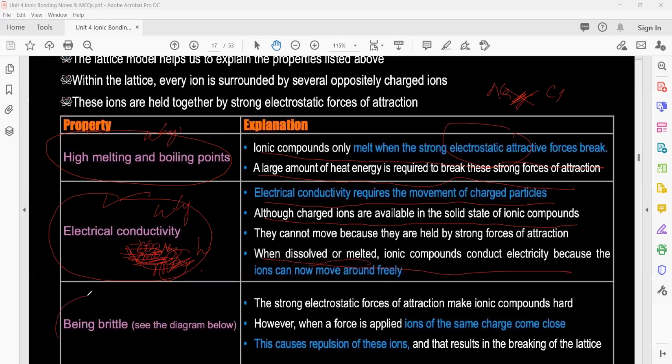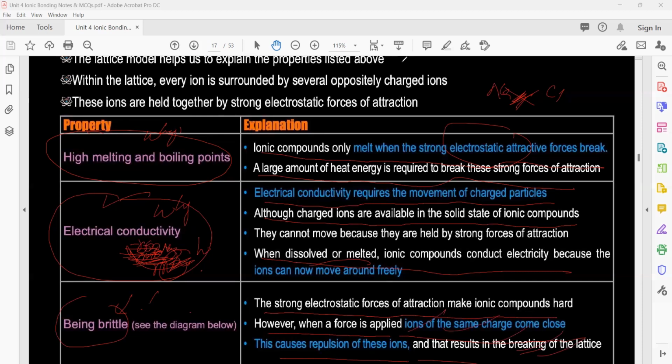Number three, being brittle. Why are they brittle? Brittle means you will break it. If you hit them, they will break down like glass into small pieces. Why does it happen? The strong electrostatic forces of attraction make ionic compounds hard. However, when a force is applied, ions of the same charge come closer. This causes repulsion, and due to that repulsion, the ionic lattice breaks down.